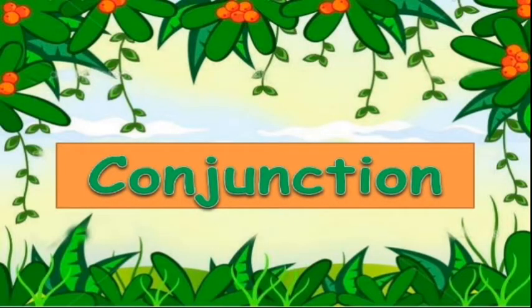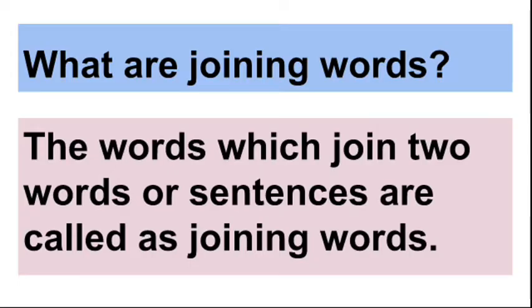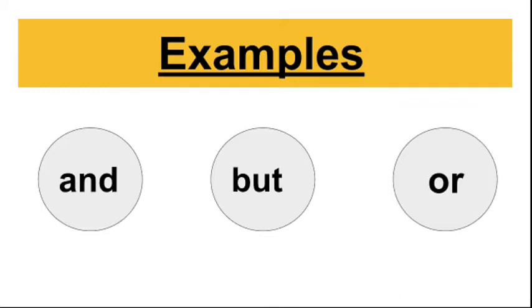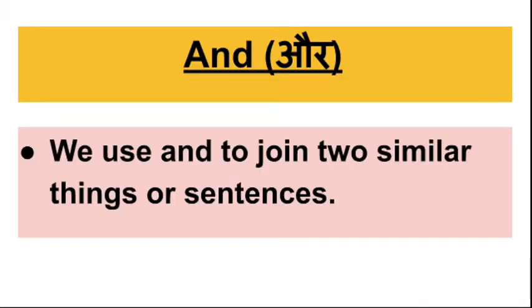Joining words are also called conjunctions. What are joining words? The words which join two words or sentences are called joining words. Examples: and, but, or. Students, in this chapter, we are going to study these three joining words only. Let's study the first joining word, that is and.